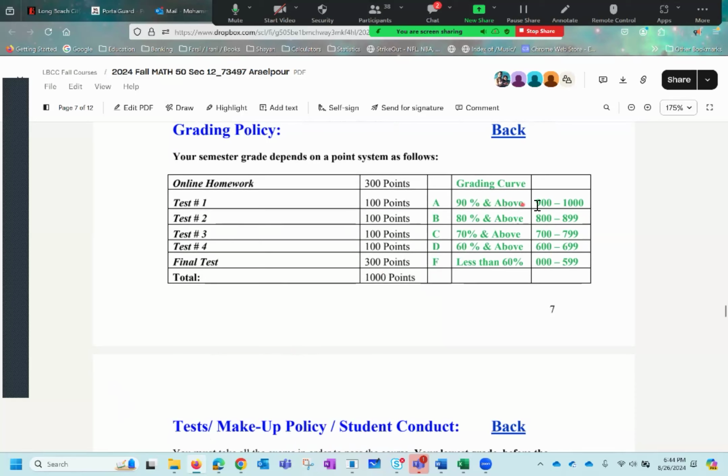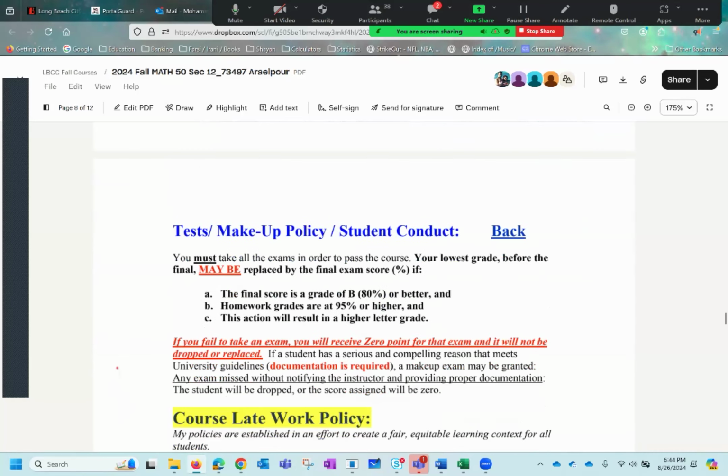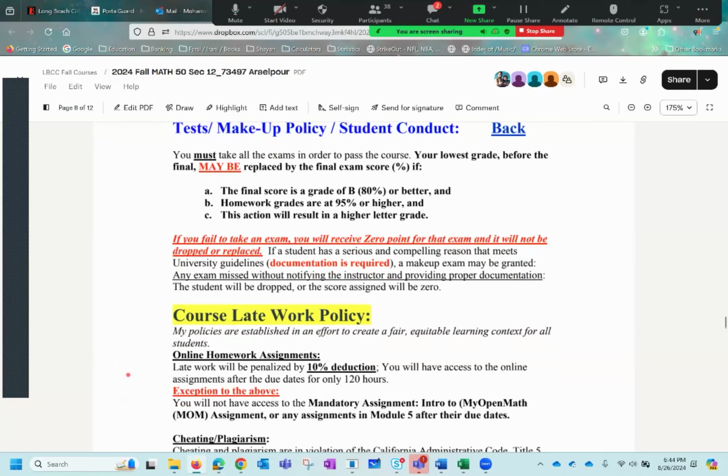A is 90%, that means 900 points or more. B is 80%, that means 800 to 899. C is 70% or more, 700 to 799, and so on and so forth. Basically, there is no makeup test because you have a whole week to take the exam. But if something comes up, you can always let me know. Also, you must take all the exams. Your lowest grade before the final may be replaced by the final exam.